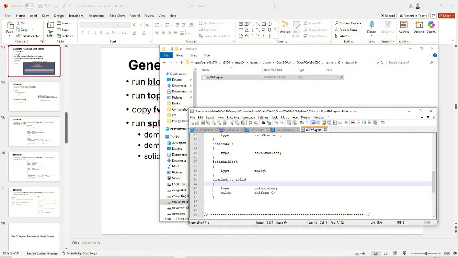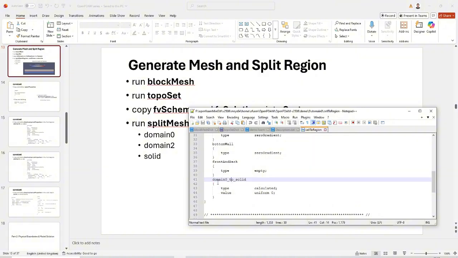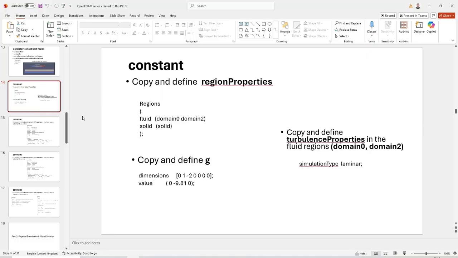For example, this is domain 0, so there will be an interface between domain 0 and solid. The split mesh regions will automatically build the interfaces between regions. We don't need to define them, and it will also create a name and the type for us. So the next step is to tell the solver or the software which region is solid and which region is fluid.